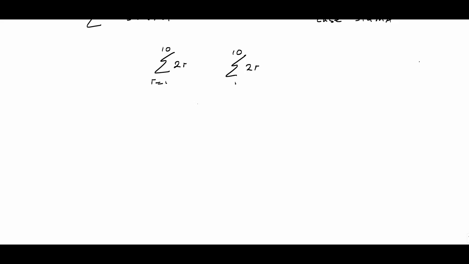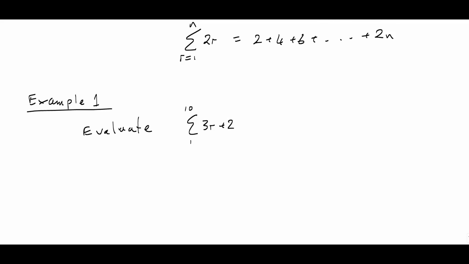Also, we could have a symbolic r equals 1 to n of 2r, so it would mean that we substitute the r into the expression, and then we end with n, so that would mean 2 plus 4 plus 6 plus until you get to 2n when r is n. So some examples.